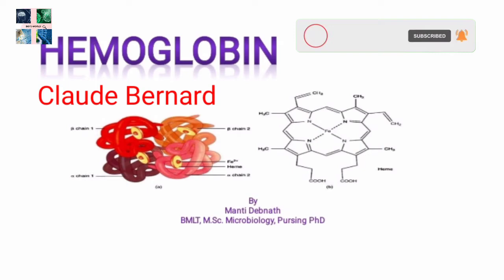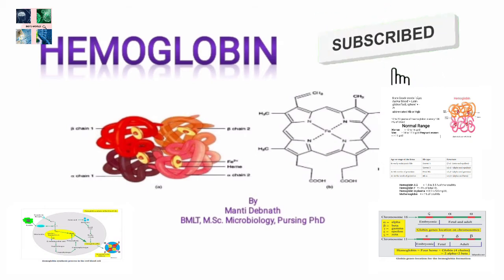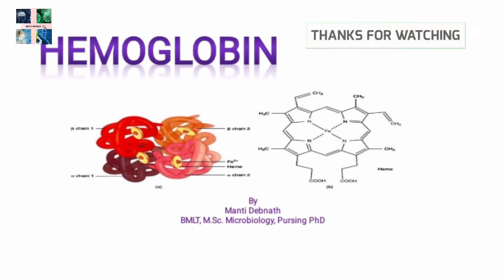Hi, I am Manti. In this video, I will describe its types, its significance, its clinical use, and its vital role in blood. Hemoglobin is an oxygen-binding protein found in erythrocytes that transports oxygen from the lungs to the tissues.